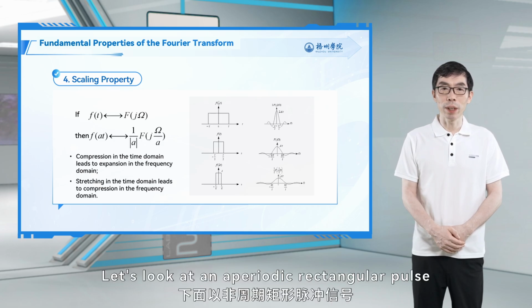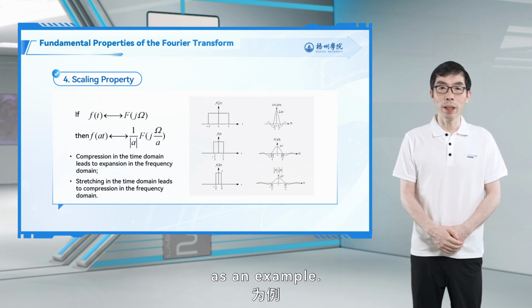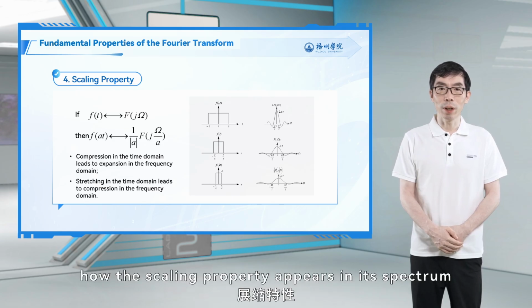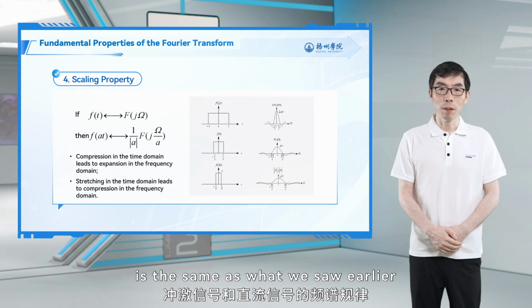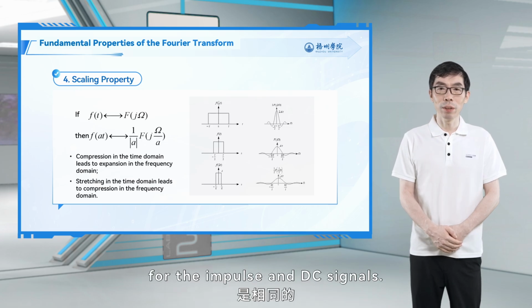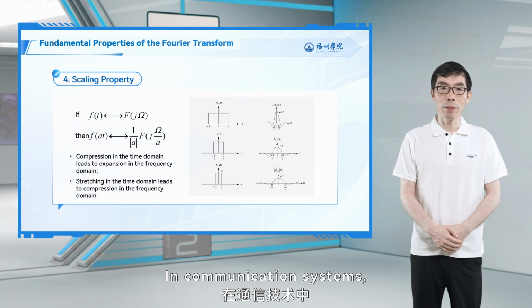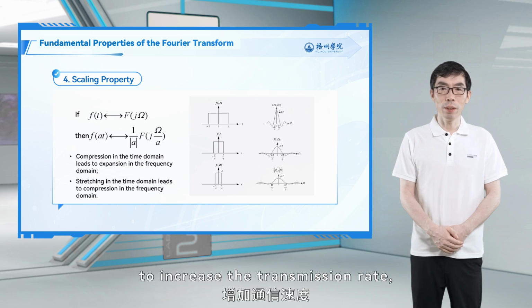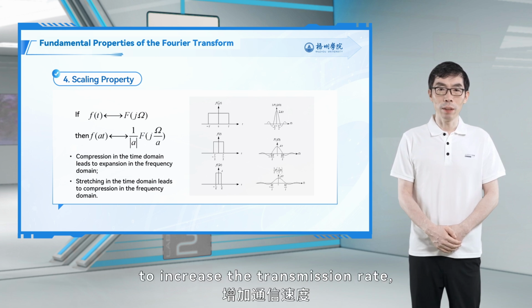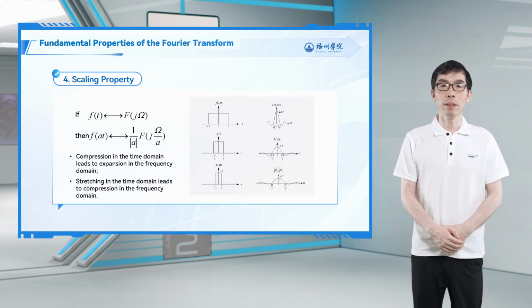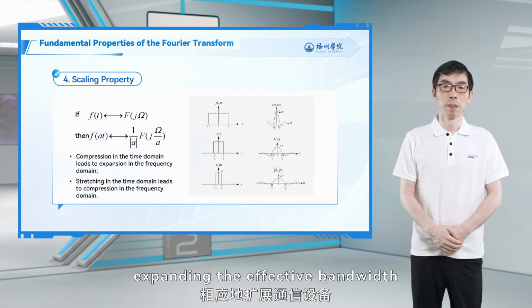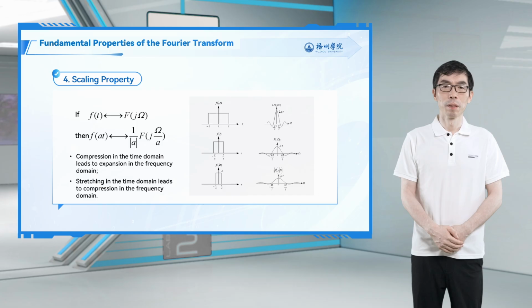Let's look at an aperiodic rectangular pulse as an example. Observe how the scaling property appears in its spectrum in the figure. Notice that this pattern is the same as what we saw earlier for the impulse and DC signals. In communication systems, it is often necessary to increase the transmission rate, which means reducing the width of the rectangular pulse signal. This, in turn, requires expanding the effective bandwidth of the communication equipment.